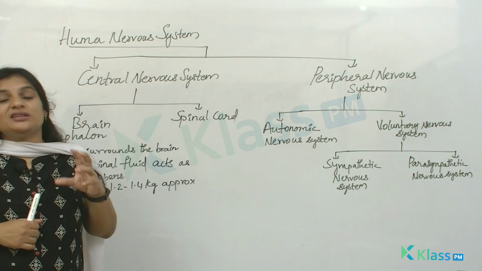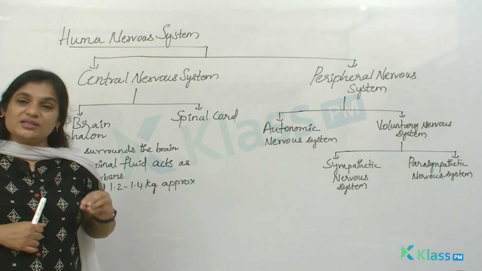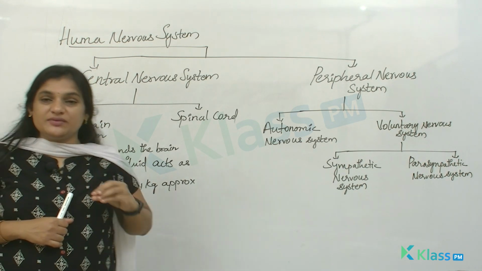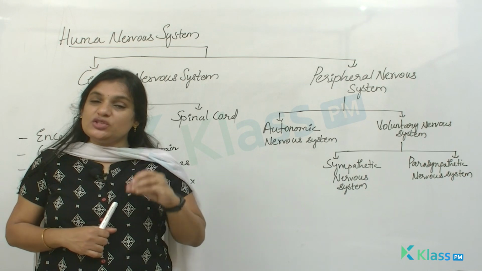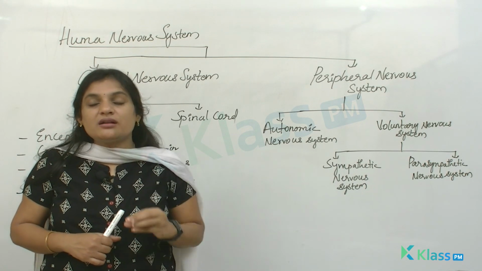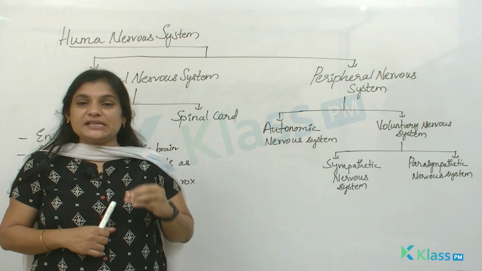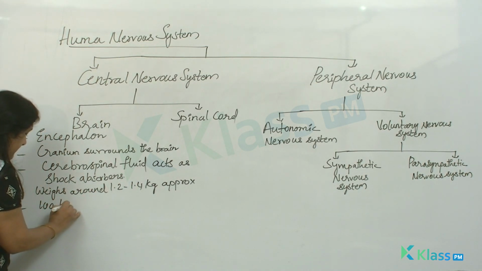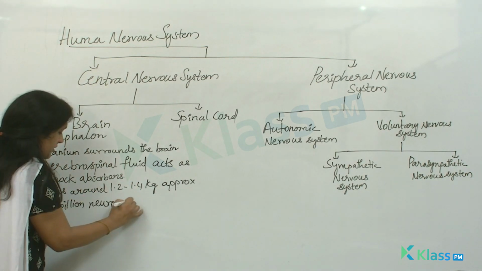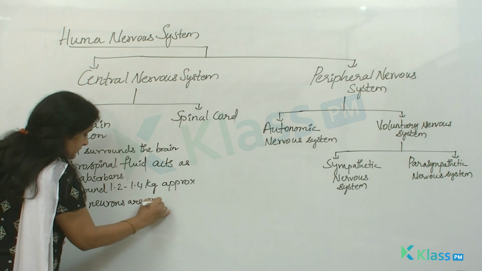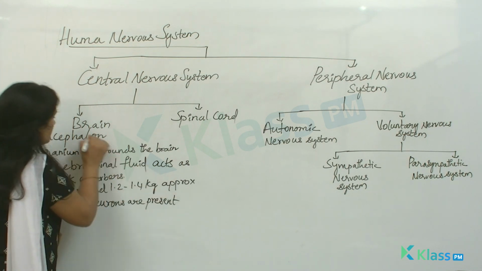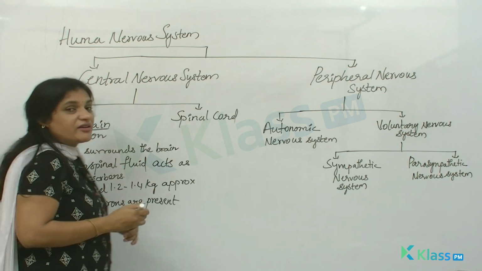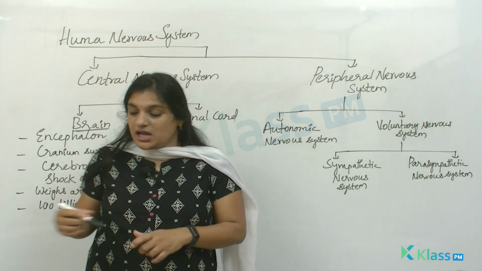I have told you that the nervous system comprises a component called the nerve cell, which is also called a neuron. And how many neurons are present? There are 100 billion neurons present in the brain.